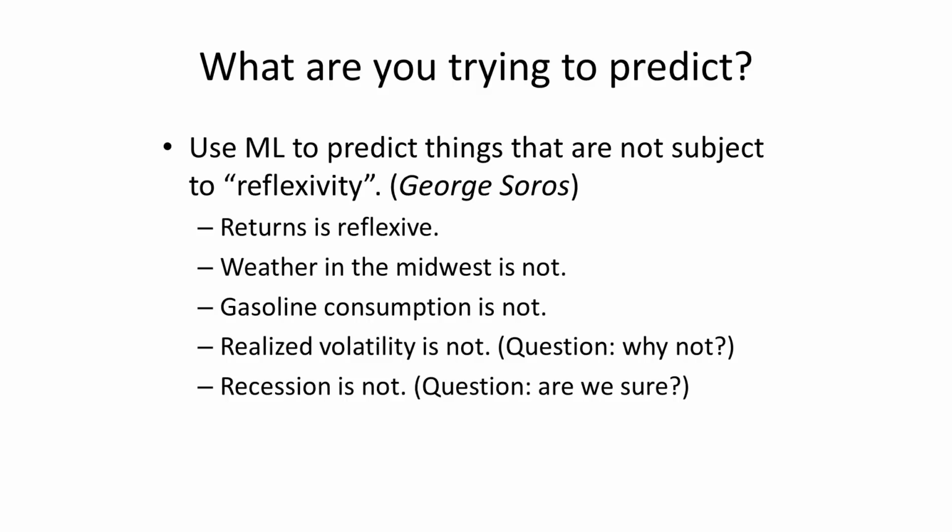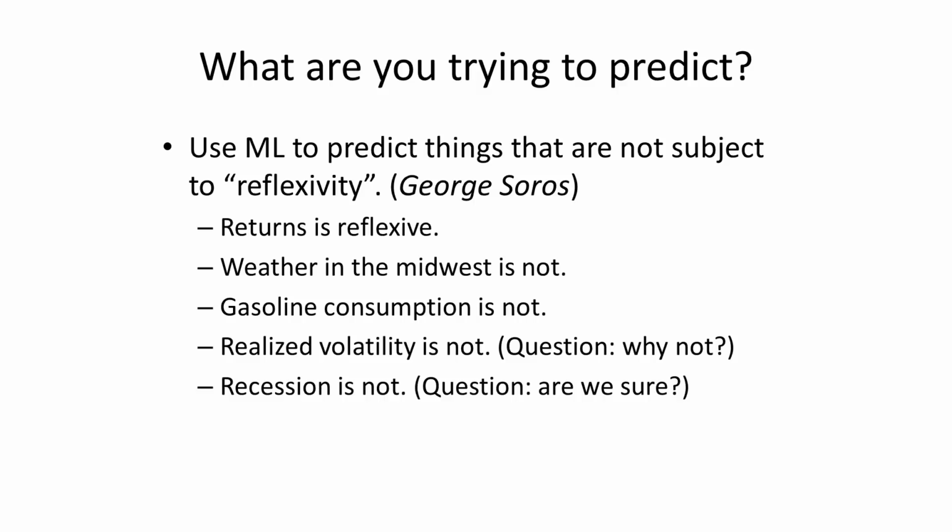But there are targets, there are labels in machine learning that are not subject to this reflexivity. As I mentioned, weather in the Midwest is one such target. Now, why would we want to predict weather in the Midwest? Well, if you can predict weather in the corn belt, and if you trade corn futures or soybean futures and whatnot, that could be quite useful. Similarly, if you can predict gasoline consumption, I would suppose that is useful if you trade gasoline futures or crude oil futures.